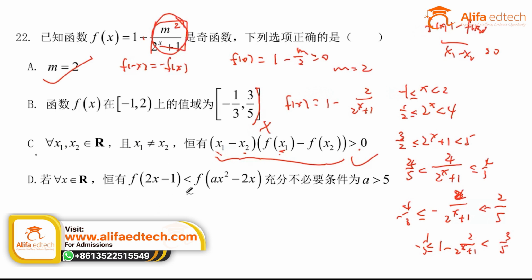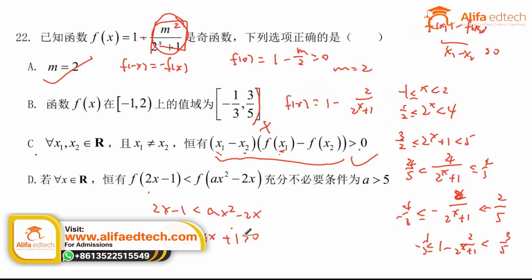Once you understand option C, looking at option D becomes very simple. Just now, we already determined that this function is an increasing function. So this being less than that means 2x minus 1 is less than ax squared minus 2x. At this step, for a constant-inequality question, we just use parameter separation. By applying parameter separation, we can solve it. Let's take a look. If we simplify the expression a bit, we get ax squared minus 4x plus 1 is greater than 0, which must always hold.